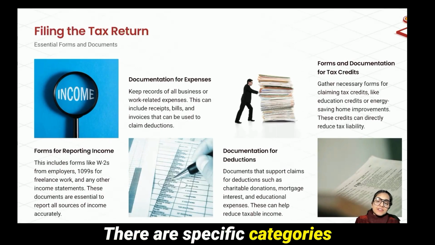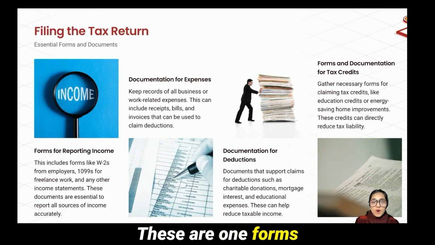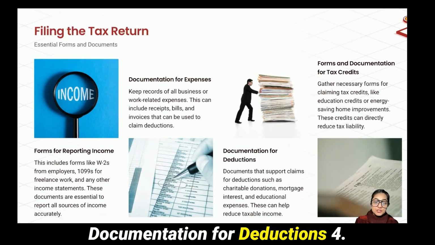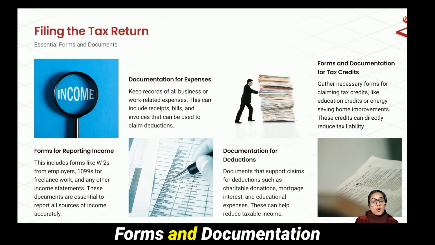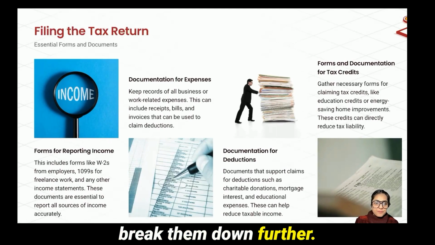There are specific categories of forms that you will need for this process. These are: 1. Forms for reporting income, 2. Documentation for expenses, 3. Documentation for deductions, 4. Forms and documentation for tax credits. Let's break them down further.